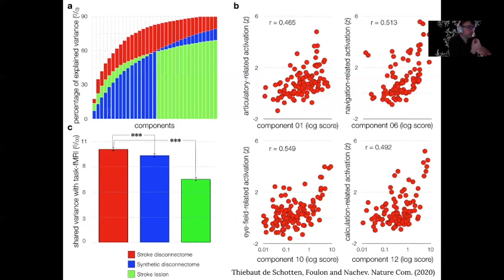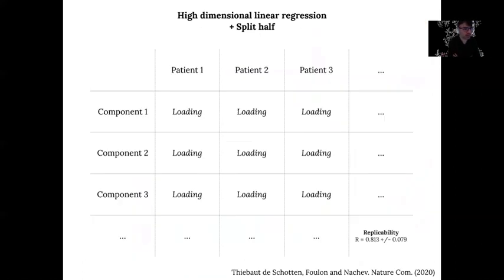So, this is all statistics and might seem really abstract. We thought it would be interesting to make it a lot more visual and project it onto the brain. So we created maps that represent the degree of disconnection for each of the components. To do so, this is a high dimensional linear regression where you regress the loadings of each component to the probability of disconnection of each patient.